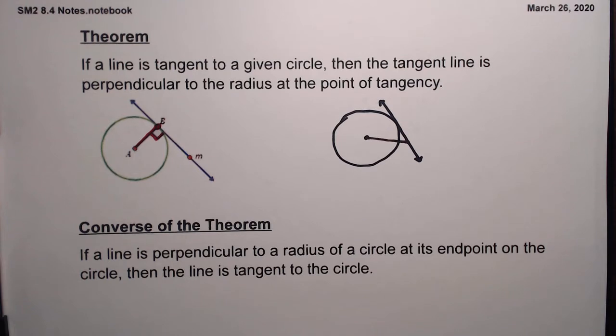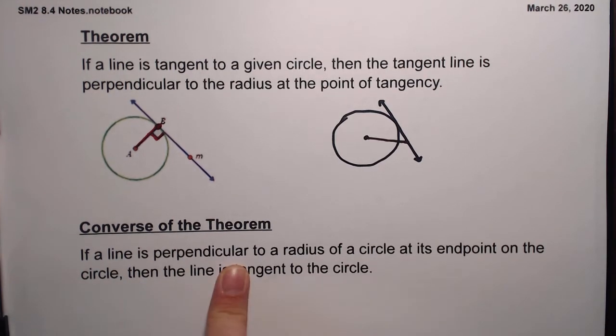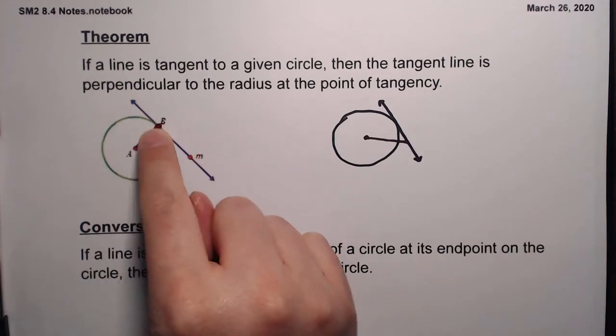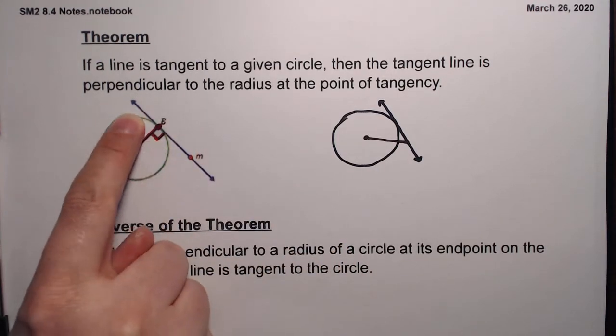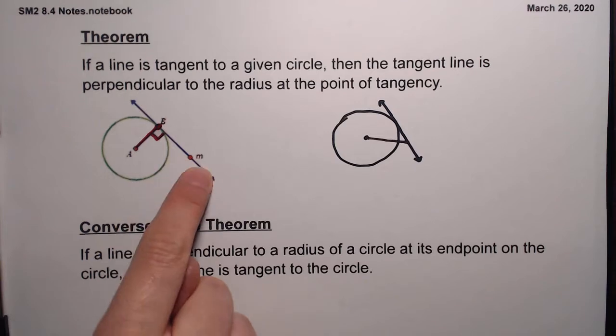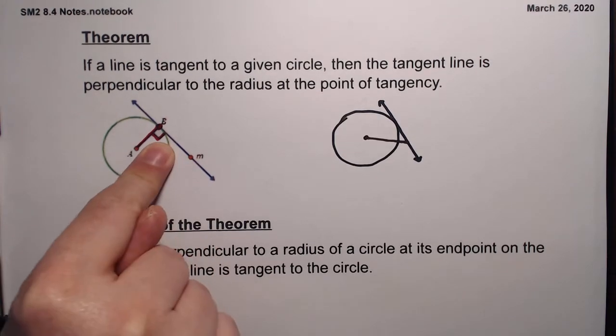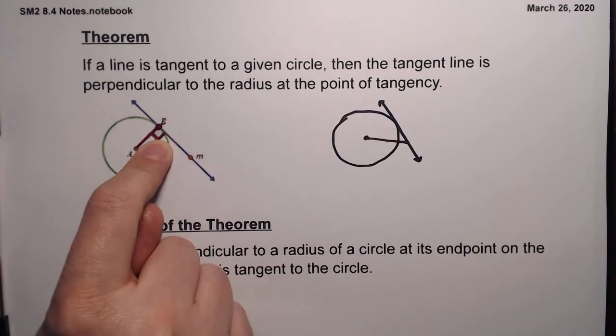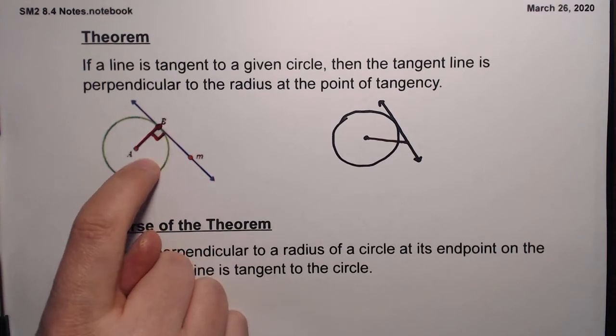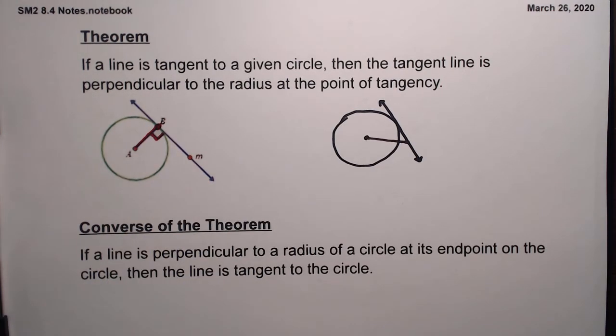The converse is true. So if this line is perpendicular, then it's a tangent line. So if it's a tangent line, the radius is perpendicular at that point. If it's perpendicular, then that means it's a tangent line. That's what that's meaning. So we're going to do some examples.